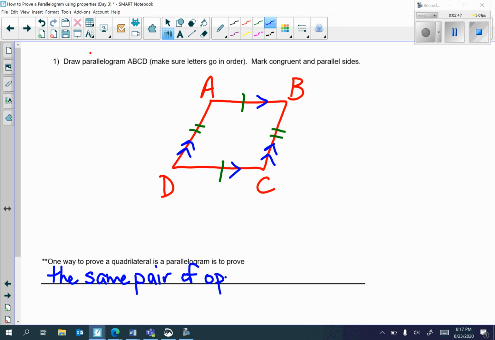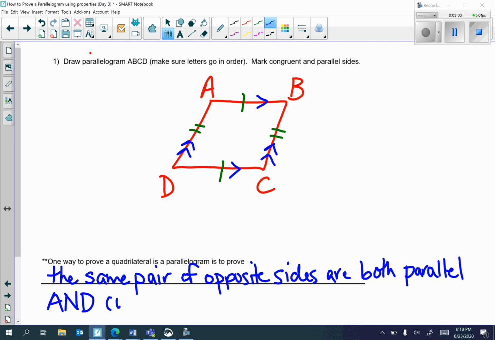Now, one way to prove a quadrilateral is a parallelogram is to prove the same pair of opposite sides are both parallel and congruent. So let's read that again. One way to prove a quadrilateral is a parallelogram is to prove the same pair of opposite sides are both parallel and congruent.